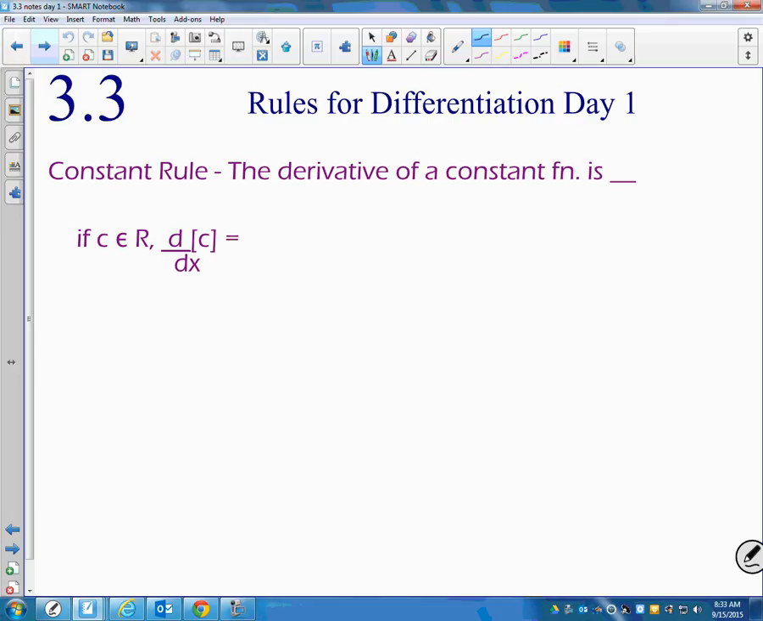The constant rule. The derivative of a constant function is, what if I had a function like y equals 3? What's the slope of that line? 0? Yeah. 0. Y equals negative 10. What's the slope of that line? Also 0. So it's a line like this, right? Its slope is 0. Derivative is the slope of a curve. So the derivative of a constant function is always 0. So this means if c is a real number, then the derivative of c is 0. And that's an easy one because you can just think about it. Just like a linear function, we already know.